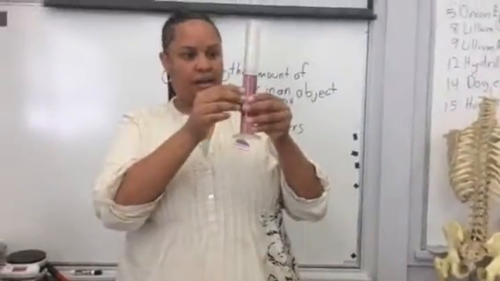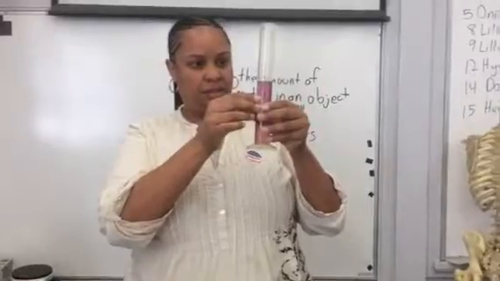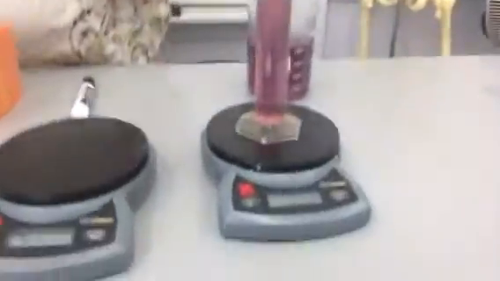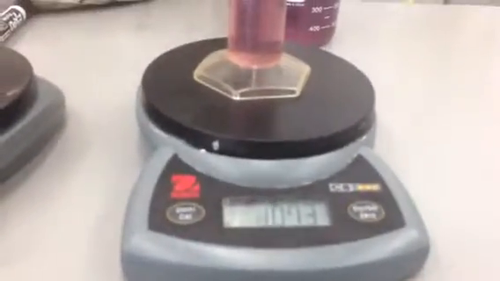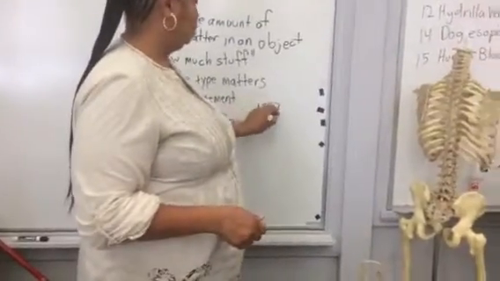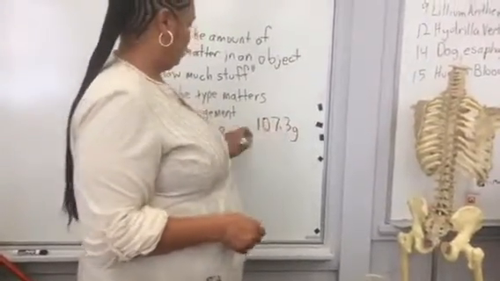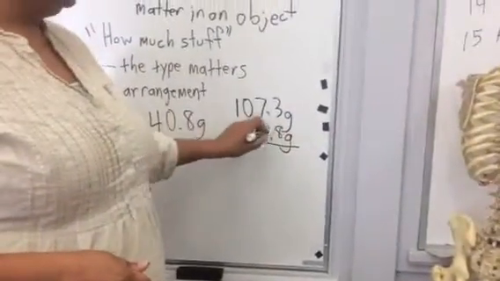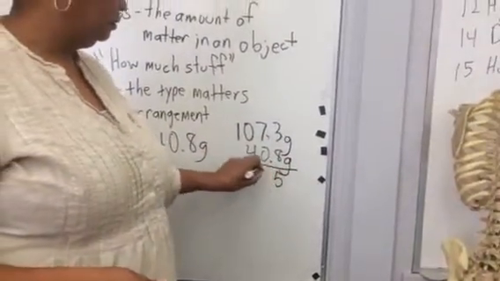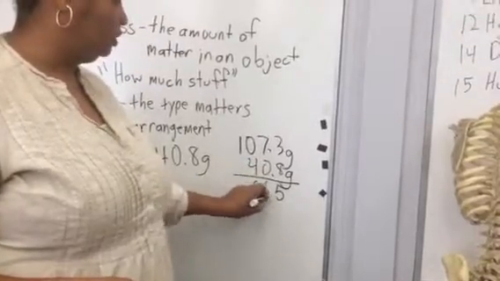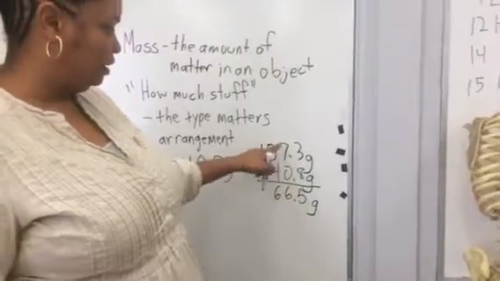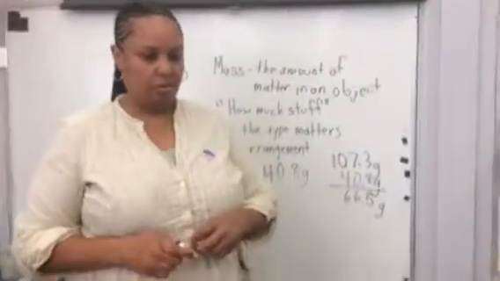So I have 64 milliliters in here. So if I place this on the scale, it now weighs 107.3. So if I want to know how much just the water weighs, then I would subtract this. So it'll be 66.5 grams. I think I did that right. 13, 5, 6. Okay, 66.5 grams.